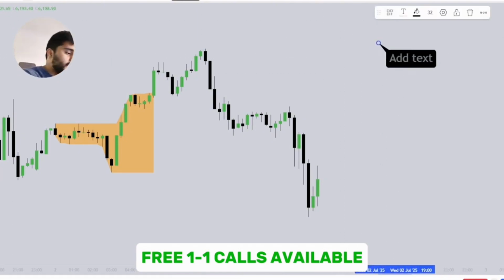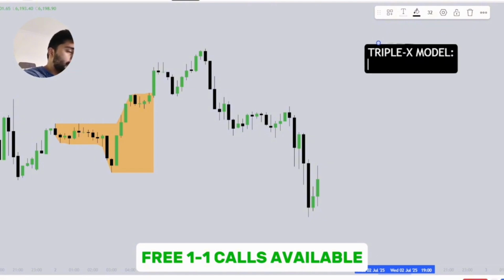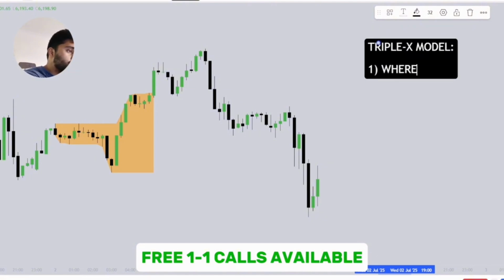Remember, we have our triple X model over here. Just keep this in your head, everyone. It's the triple X model, and the reason I like it is because it's straightforward to learn and it's simple. You want to know where to trade from.